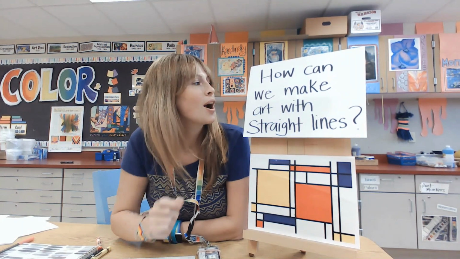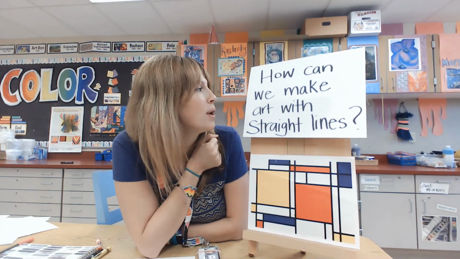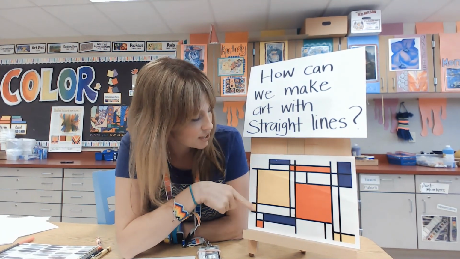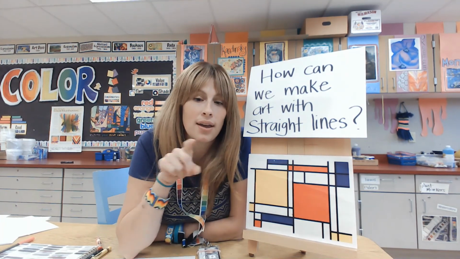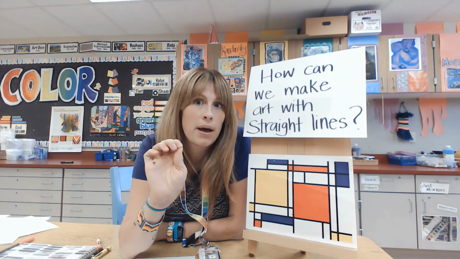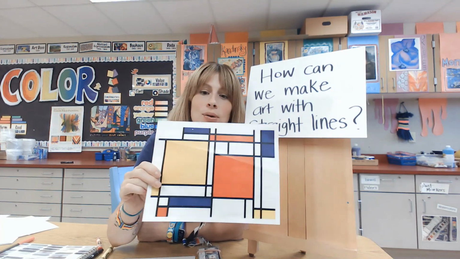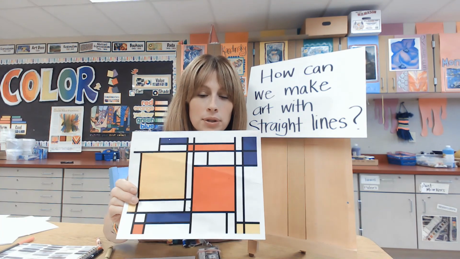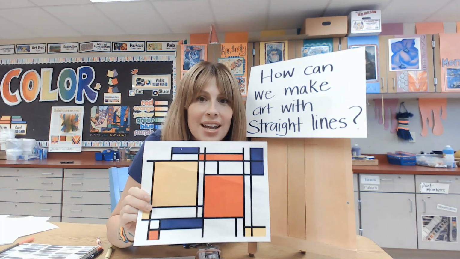Our question on our board says, how can we make art with straight lines? We have this artist who created this picture. His name is Mondrian, okay? We're going to look at a little video of some of his artwork and a little bit about him once I'm done talking. Mondrian uses the primary colors. He uses yellow, red, and blue in all of his pictures, and he only uses straight lines.